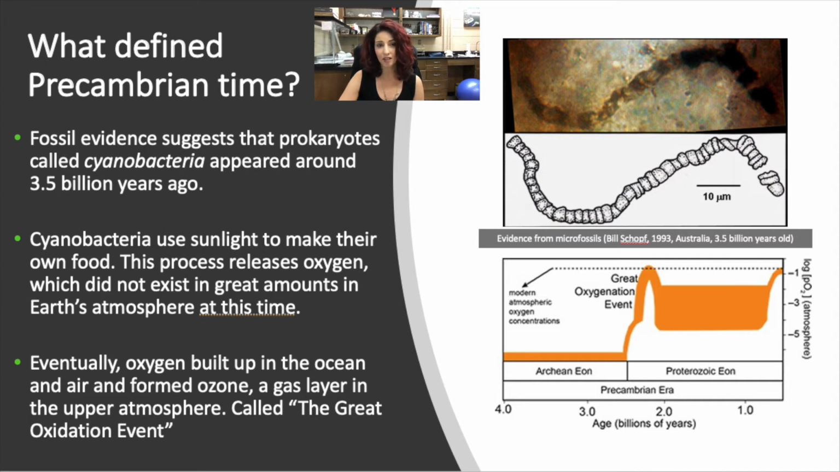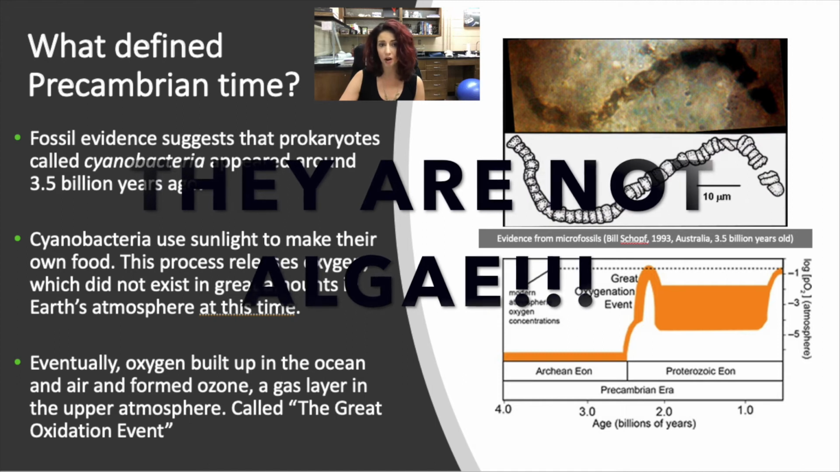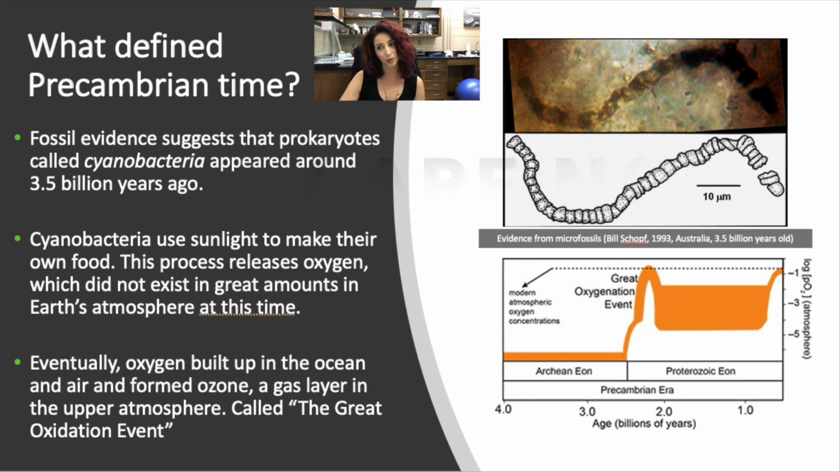And if you aren't already aware about cyanobacteria, cyanobacteria use sunlight to make their own food. Cyano means blue-green, and for a long time, people referred to cyanobacteria as blue-green algae. So if you're reading papers or articles about them from way back when, people used to refer to them as blue-green algae. But these cyanobacteria use sunlight to make their own food, and this process releases oxygen.